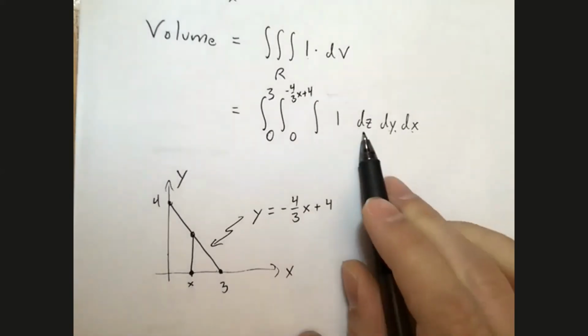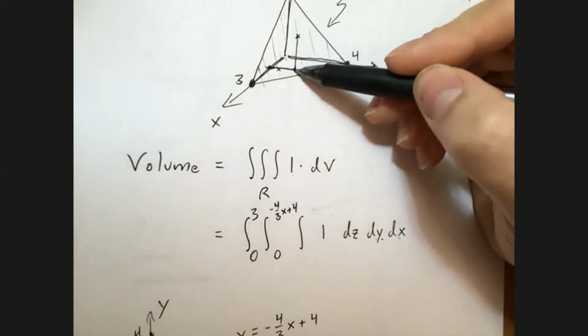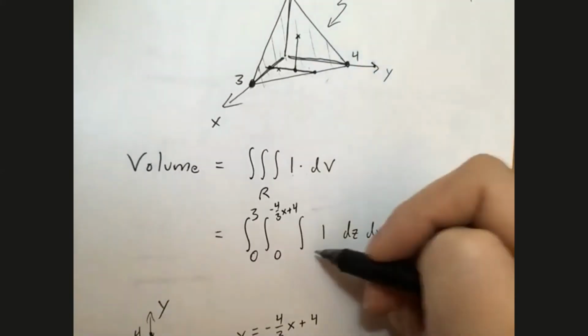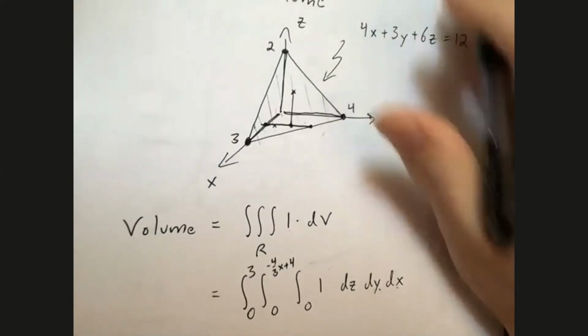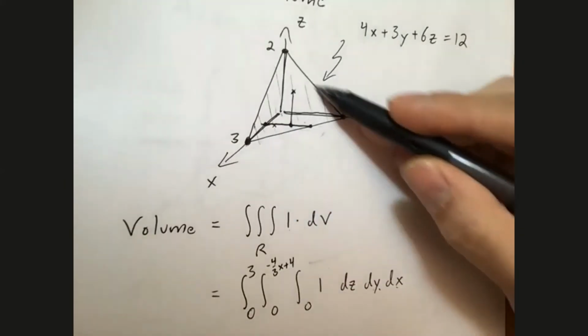Now, what about the z? Okay, so once I've specified those, I need to see how high to go. Well, I'm going to start at 0. That's clear. I start down here. How high do I go up here? Well, that's determined by the height of this surface.